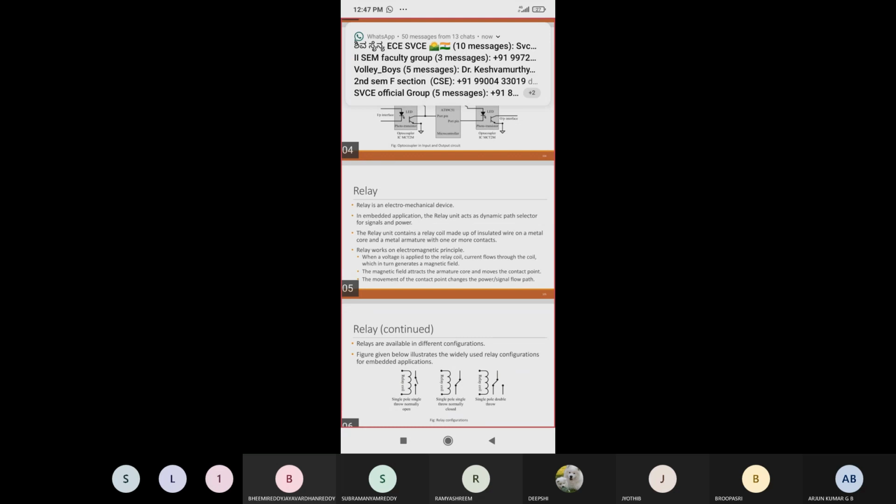There is one armature: one is a moving contact and another is the fixed coil. Based on the signaling, it will make the contact or disconnect the contact. That is called a relay. Relays work on electromagnetic principles. When a voltage is applied to the relay coil, current flows through the coil, which generates a magnetic field. The magnetic field attracts the armature core and moves the contact point. The movement of the contact point changes the signal flow path.